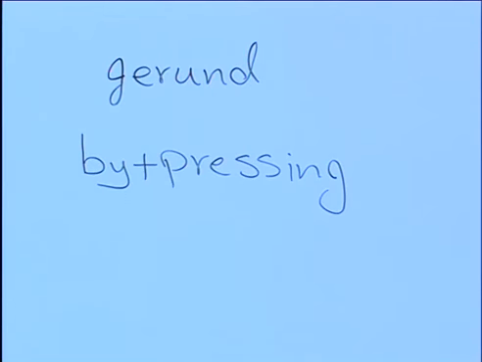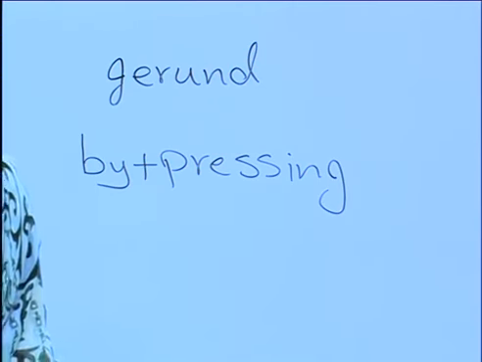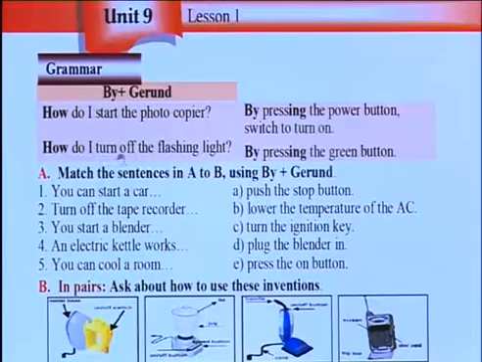Now come to the book and see more examples with this one, okay? Go to page 91 and see more about using gerund. By plus gerund. How do you start the photocopier? How do I turn off the flashing light? How do I start the photocopier? By pressing the power button switch to turn on.